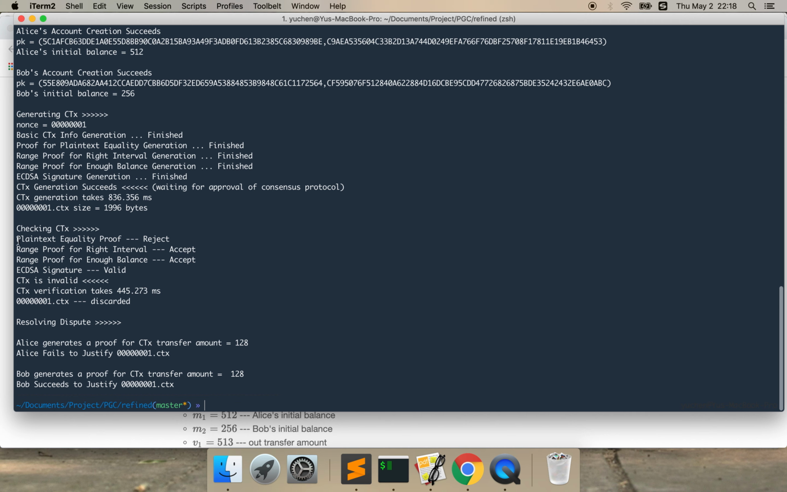Look, the plaintext equality proof got rejected, so this confidential transaction is considered invalid and will be discarded.